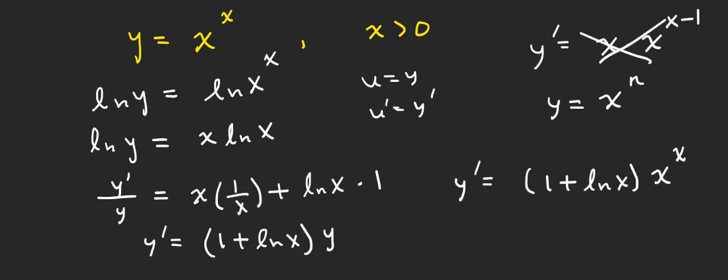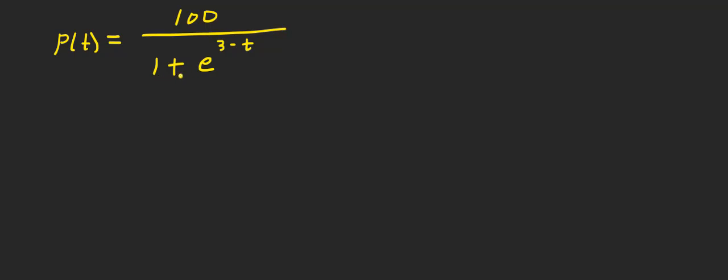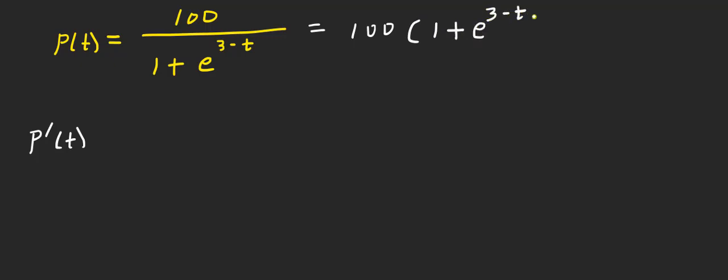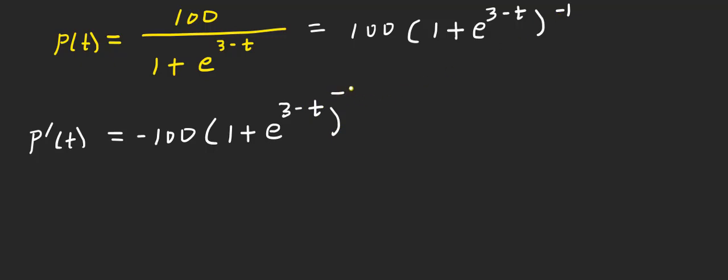Let's say you got p of t equals 100 over the quantity 1 plus e to the power of 3 minus t. How are you going to find p prime of t, which is the same thing as dp over dt? Well, first, you could apply the quotient rule if you want, but I prefer to rewrite it like this, and then apply the chain rule. So if you apply the chain rule, negative 1 times 100 is negative 100, the quantity 1 plus e to the 3 minus t, and then subtract 1, you get negative 2.